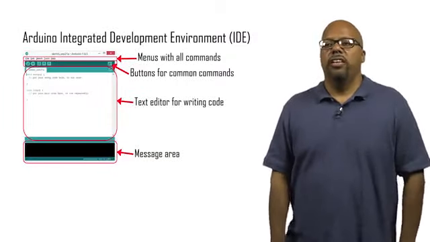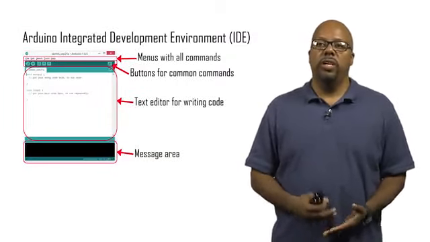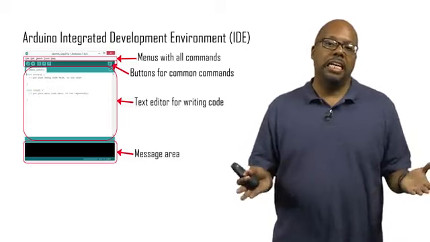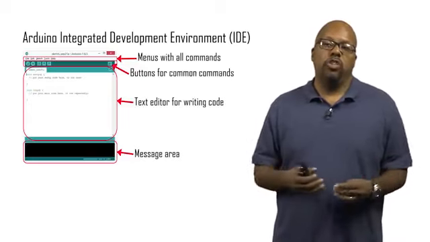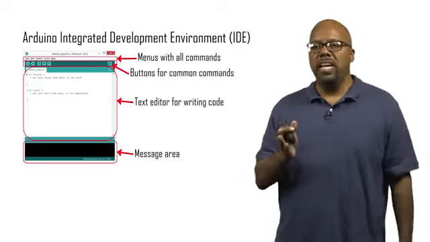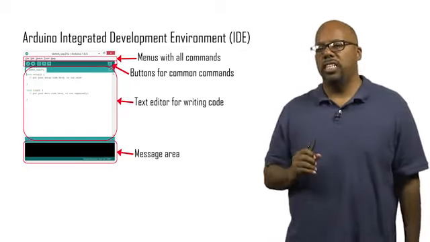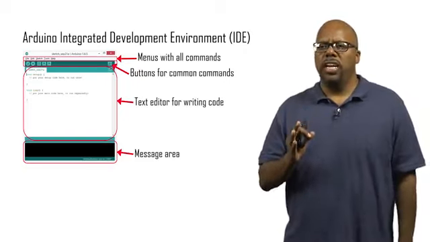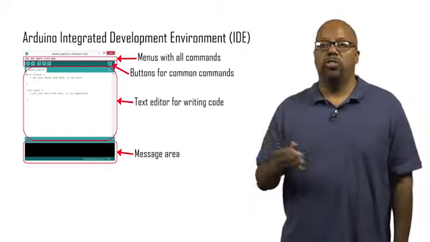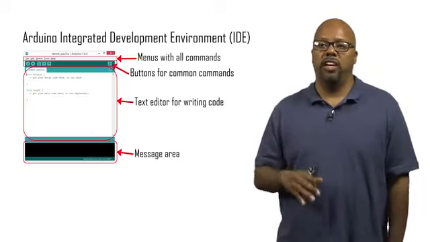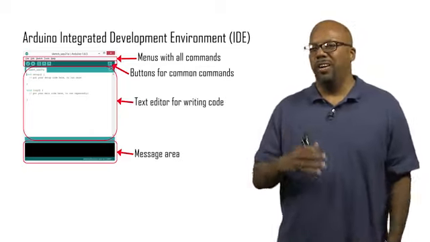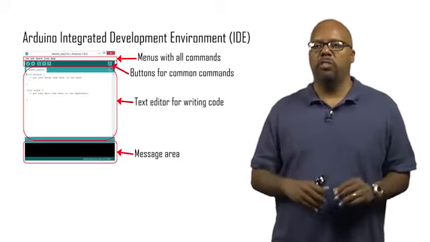All right, so let's take a look at the IDE, the Arduino Integrated Development Environment. An IDE is a software tool that you use for programming. The main thing in the IDE, the main window, is a text editor for writing code. You put your code right in that text editor, and you can type it in there. Right now we just have a simple shell in there, but you can type whatever code you want into that text editor.